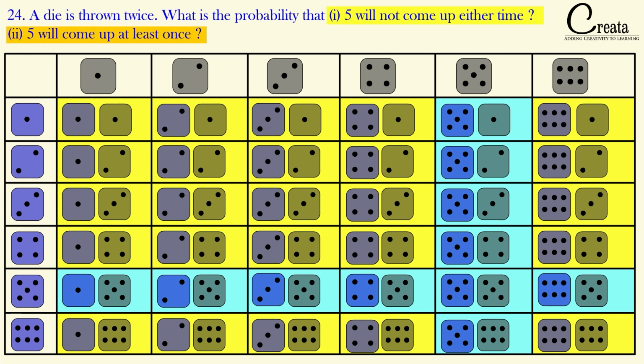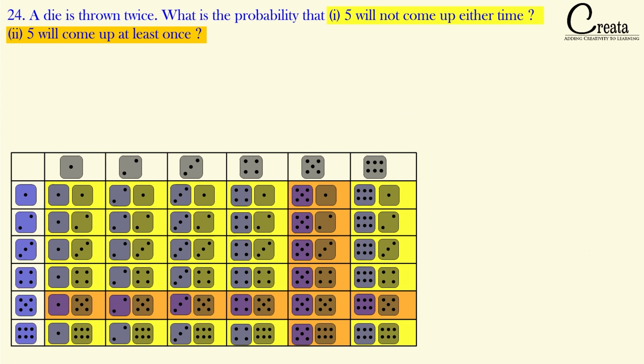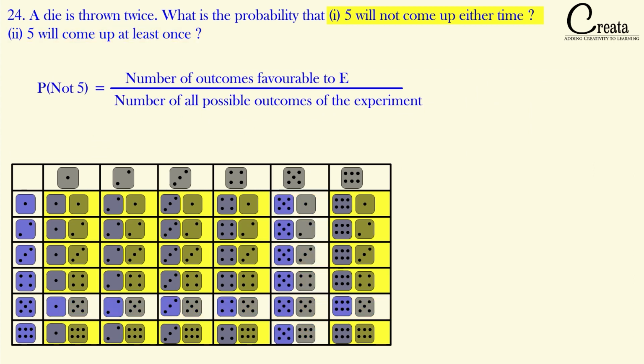In the second part, 5 will come up at least once. All these cases satisfy our second condition because they have the number 5. Now let's use the formula of probability. For the first case, we have a total of 36 outputs that will come in the denominator. Let's see what will come in the numerator. These numbers are total 11.